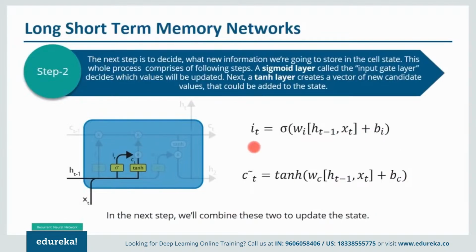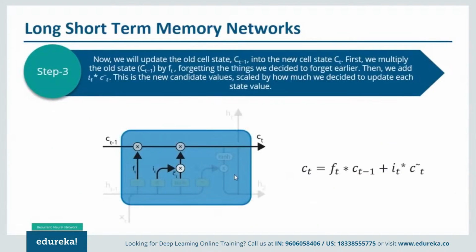Now let me explain the equations. So it will be what? The weight matrix multiplied by ht-1 comma xt, plus the bias, passed through a sigmoid function, and we get it. C bar t we get by passing a weight matrix times ht-1, xt, plus bias through a tanh squashing function, and we get c bar t. Alright, as I've told you earlier, in the next step we'll combine these two to update the state. Let us see how we do that.